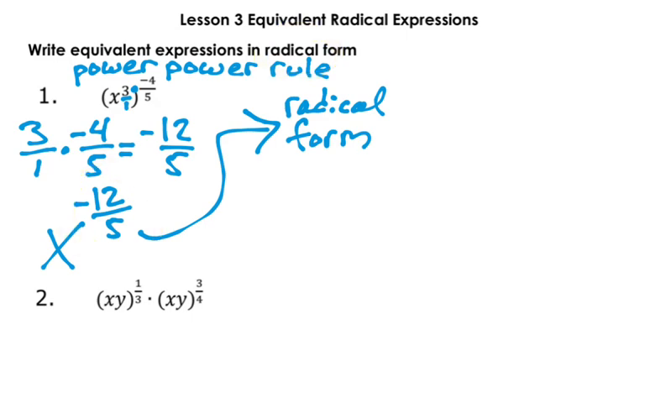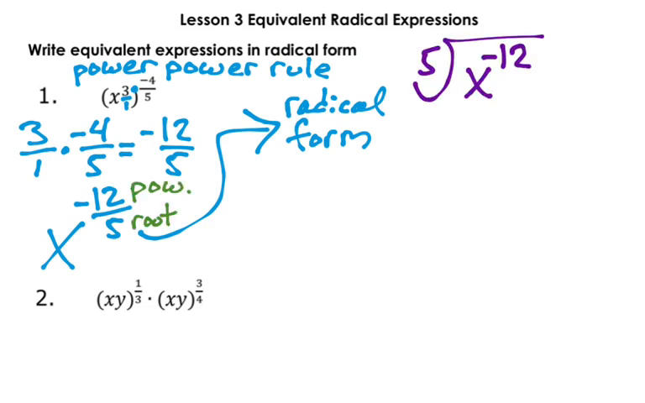So in radical form, we have to remember power over root. X, the base, is going to get a power of -12. So we're going to have that under the radical sign. And then the root is 5, so we're going to have that in the root position, the fifth root of x to the -12th power.